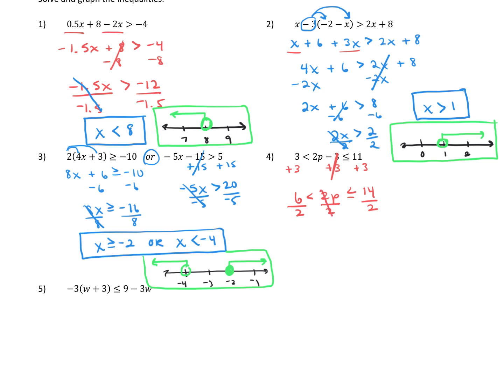So let's just write our final inequality. On the left, we have 6 divided by 2, which is 3, is less than, we got our p alone in the middle, which is less than or equal to 14 divided by 2 is 7.